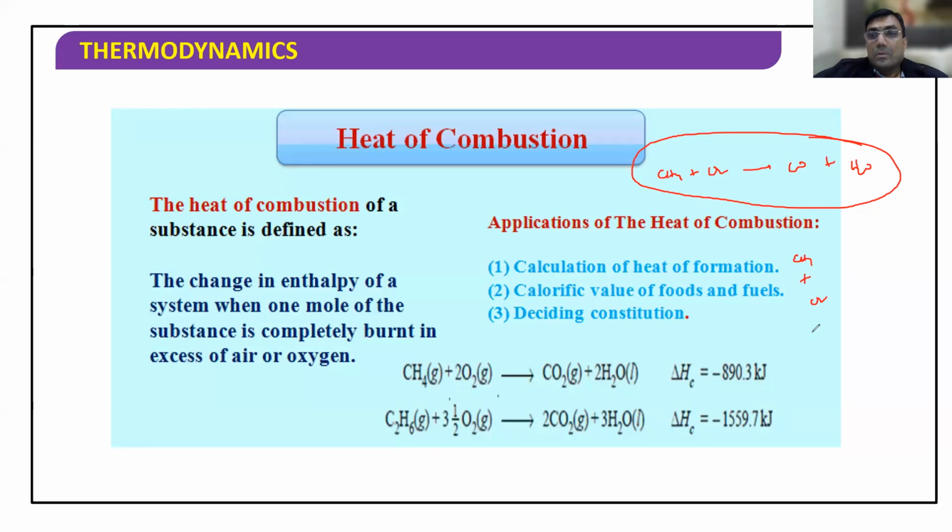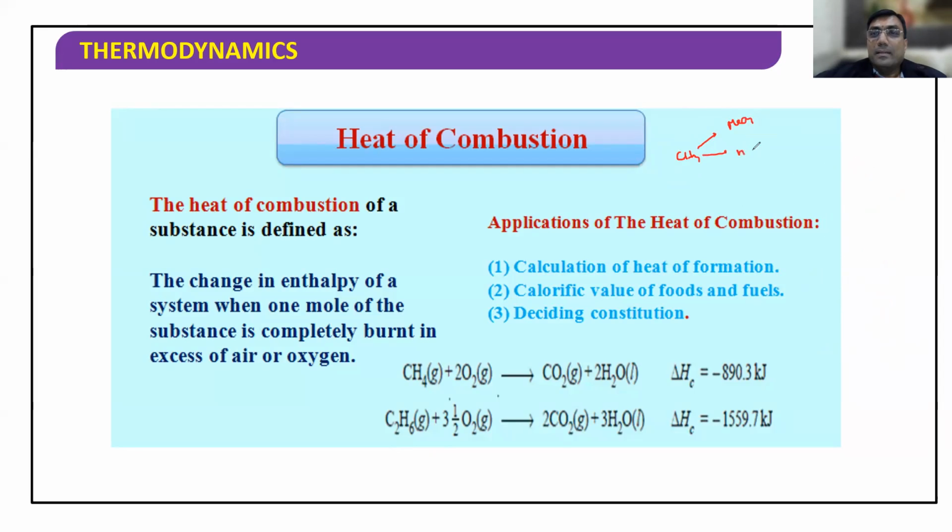CH4 plus O2 gives rise to formaldehyde. You have studied this already in methane. CH4 plus O2 gives rise to methanol. These are the partial oxidation products. You have studied, right, in the alkane chapter. CH4 will give methanol, formaldehyde, formic acid. These are all partial oxidation products.